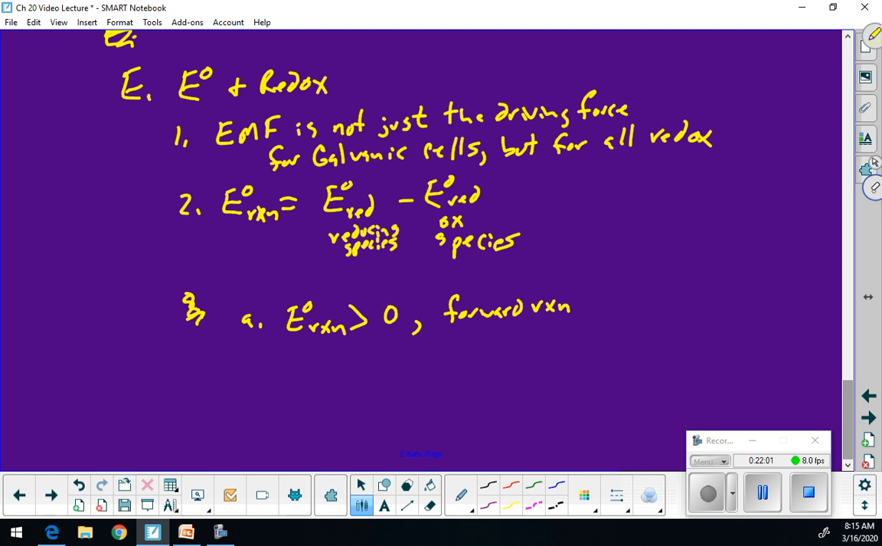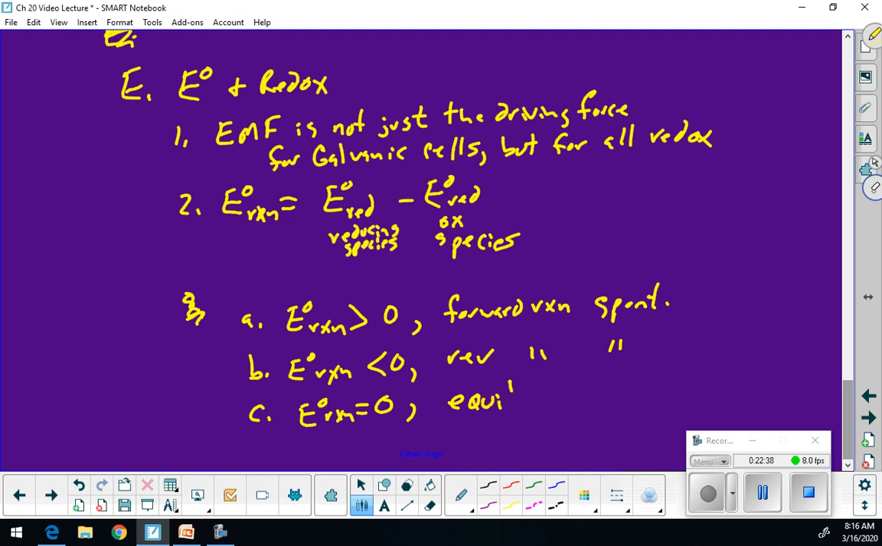For A, if my E prime reaction is greater than 0, then my forward reaction is spontaneous. B, if my E prime reaction is less than 0, then my reverse reaction is spontaneous. And oh my goodness, can you believe that he is actually going to bring redox into play with thermal, but also with equilibrium? If my E prime reaction is equal to 0, I am at equilibrium.